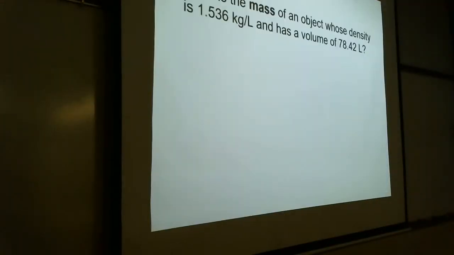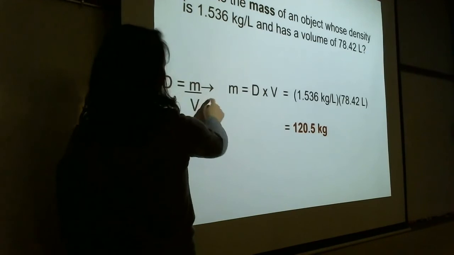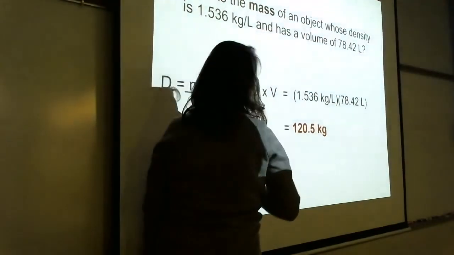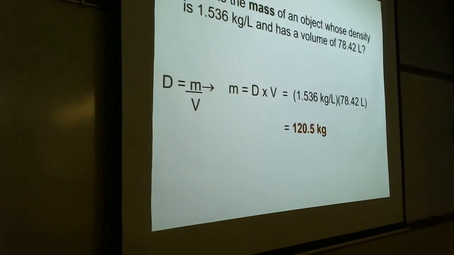Last problem. Mass of an object. So now we're solving for the numerator, right? Because we know the density, we know the volume. So we're solving for the M component. We're not solving for the D, we're solving for the M. So if density is mass over volume, how do I get mass by itself? Multiply both sides by V, right? Mass is equal to density times volume. And keeping four sig figs, 120.5.